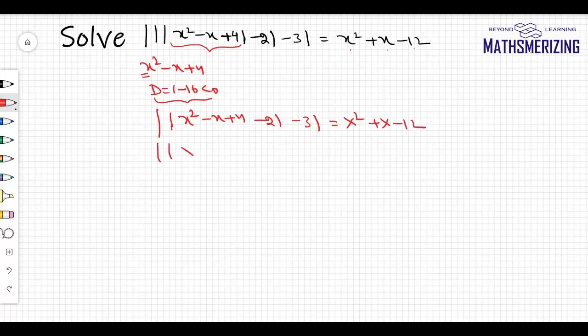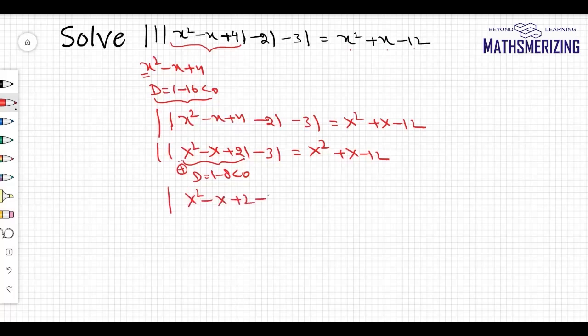Now this is mod of x square minus x plus 2 minus 3, and this is x square plus x minus 12. Again, for this x square minus x plus 2, the value of D is 1 minus 8, which is again less than 0. A is again positive, so it is again always positive. So if f(x) is positive, mod f(x) is simply f(x). So I can write it as x square minus x plus 2 minus 3 is equal to x square plus x minus 12, which is x square minus x minus 1.